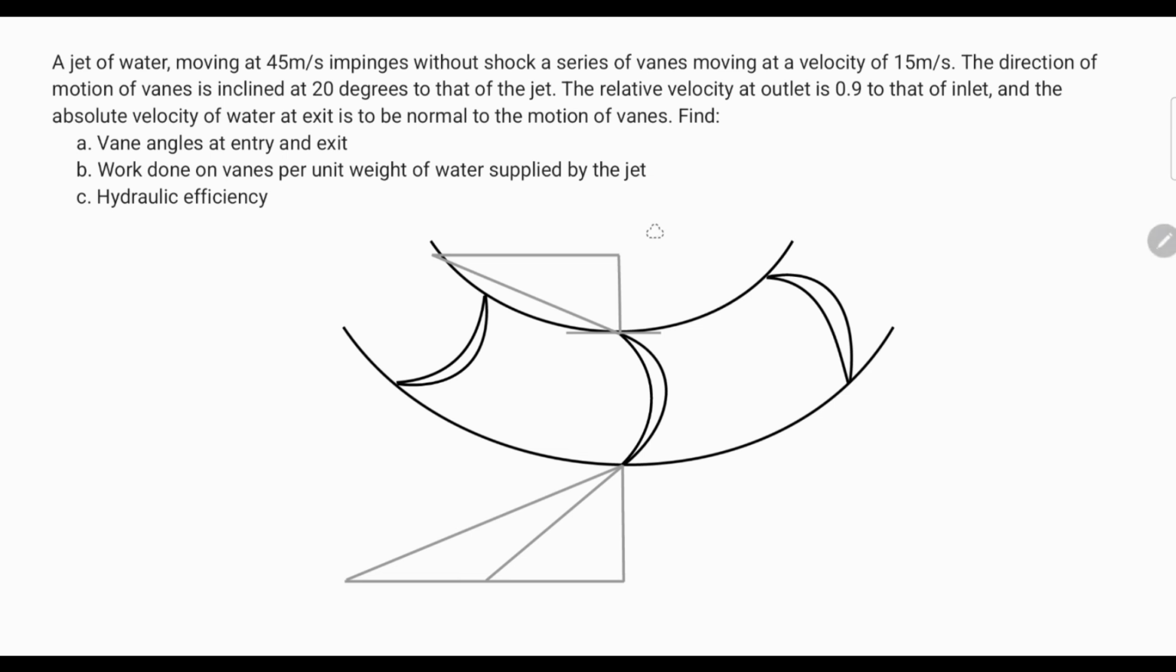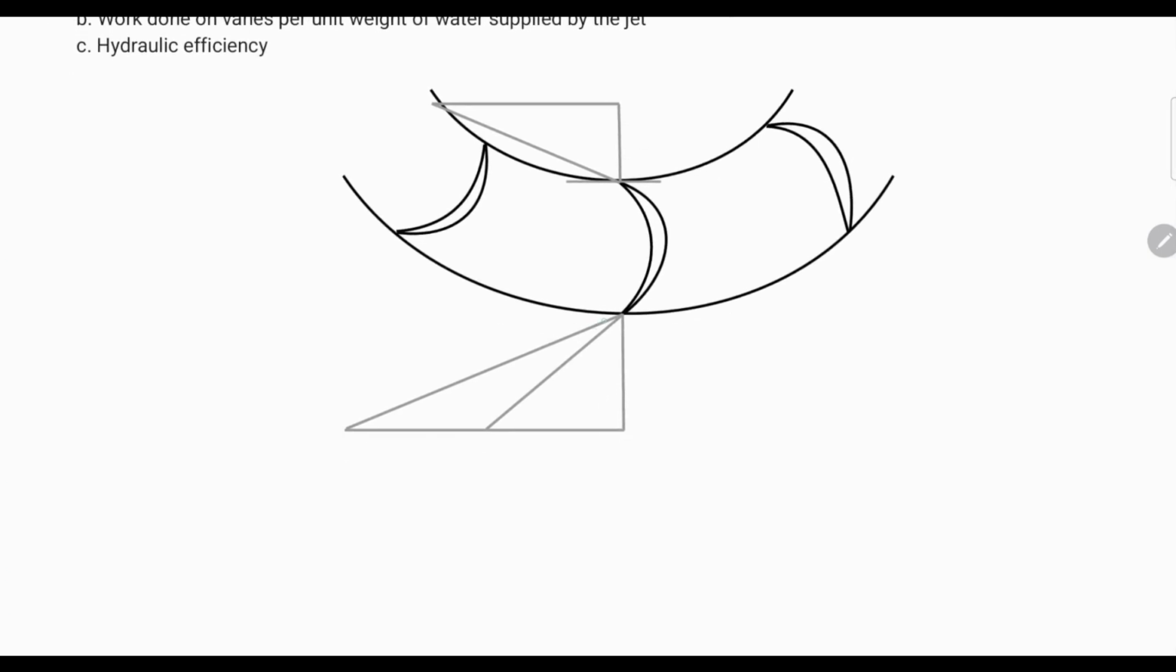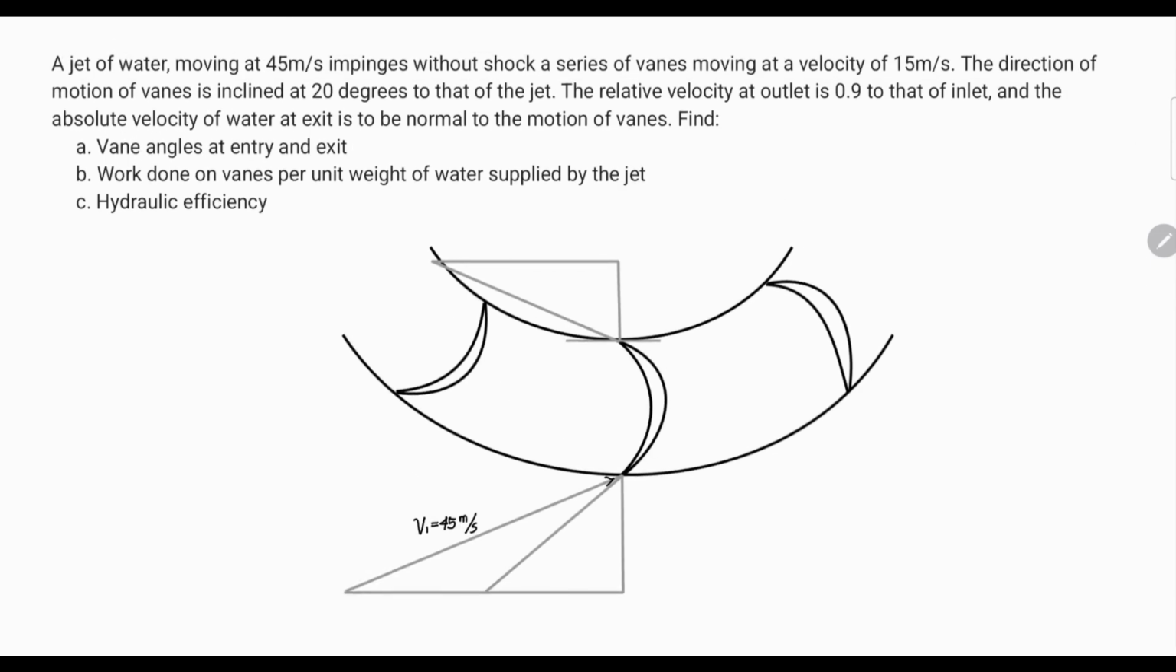So here is our illustration for this specific problem. Let's try to supply the given values to our illustration. First, we see 45 meters per second. That is our V1. So V1 is located here. This is your V1, which is 45 meters per second.